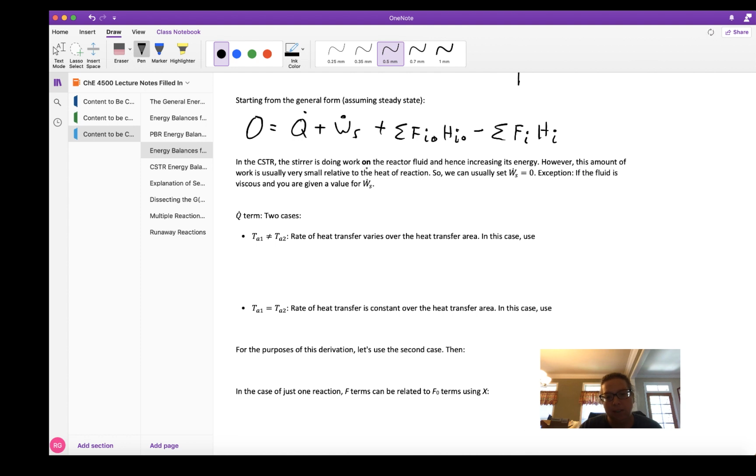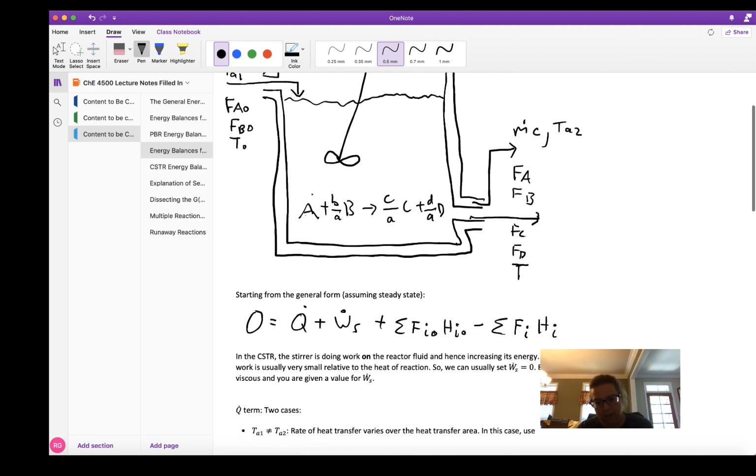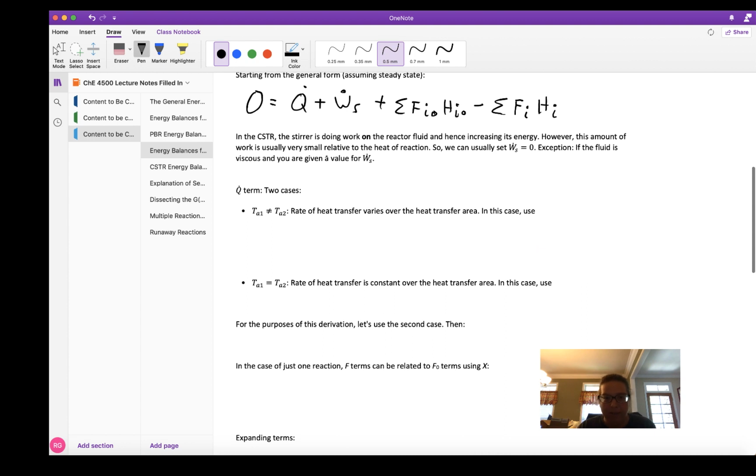In the CSTR, the stir is doing work on the reactor fluid. So in the PFR case, or the tubular reactor case, we crossed this term out. In the CSTR, we actually have a piece of mechanical equipment. So the stir is agitating the contents there, and hence it's adding energy to the system. However, the amount of energy that it adds is usually very small compared to the heat of reaction. So we can usually assume that WS is equal to 0. It's usually a good assumption.